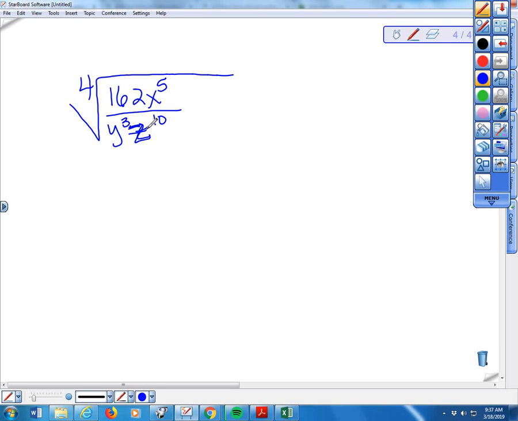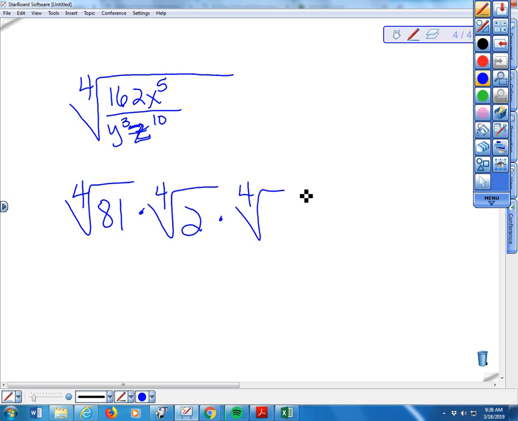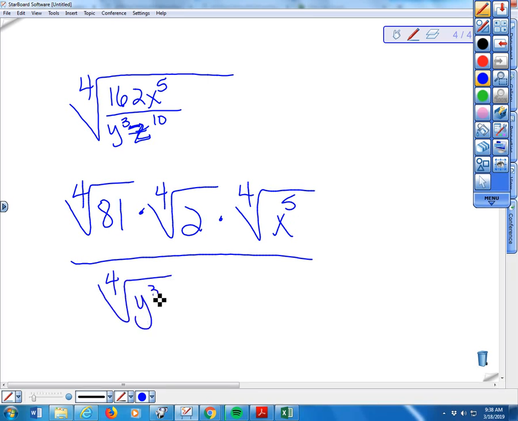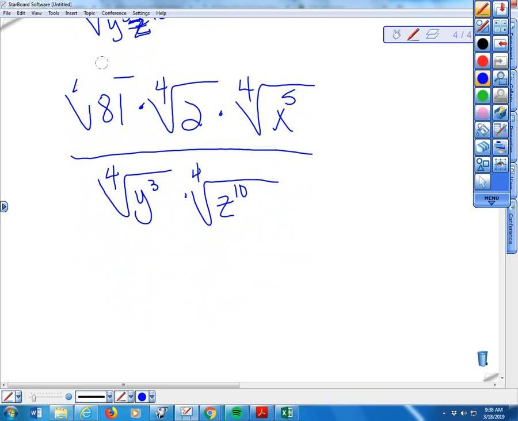I'm going to start working it just because the bell's going to ring. Okay, I'm just breaking it all up. That's how I got that. The 4th root of 81 is 3.